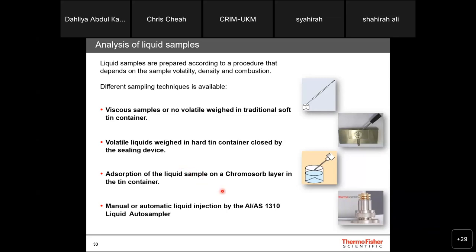Okay. So I have a video to show you how we can absorb the liquid sample into a chromosorb layer. If there's too much liquid sample, say one day you need to analyze 2 liquid samples, then fine, you can prepare it in the conventional way of capsule. If you need to run like 100 samples, it's not productive and you will spend a lot of time weighing the sample. This is why we will use automated liquid injection. Your sample will be kept in a 2-mL HPLC vial or a GC vial. Then the autosampler will inject the liquid sample direct to the system.